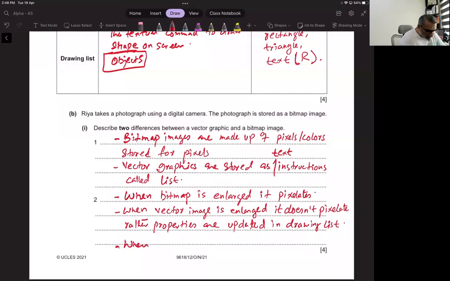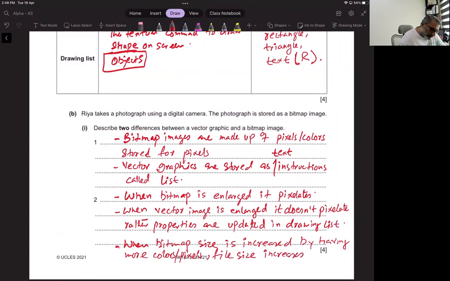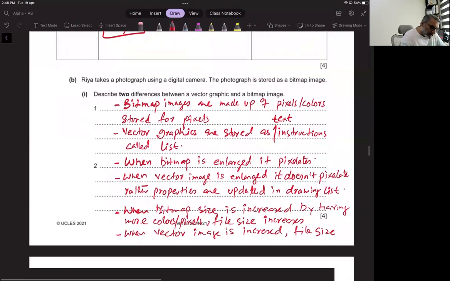When bitmap size is increased by having more colors or pixels, file size increases. When a vector image is increased, file size remains the same.